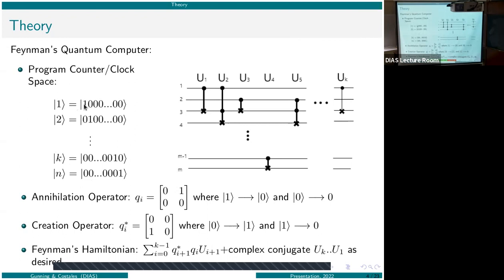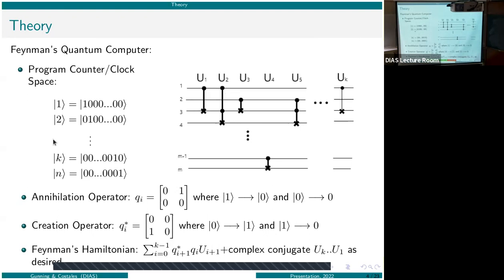Starting from this state, we can move to the second state by moving from the first site occupied to the second site occupied. As this occurs, the first operator U1 will act on some subset of the m atoms in the register. We'll then move from the second state to the third state, from the second site being occupied to the third site being occupied, and then U2 will be applied to some subset of the m atoms.